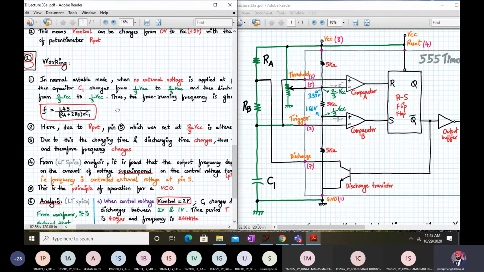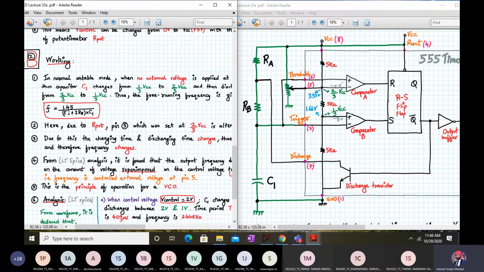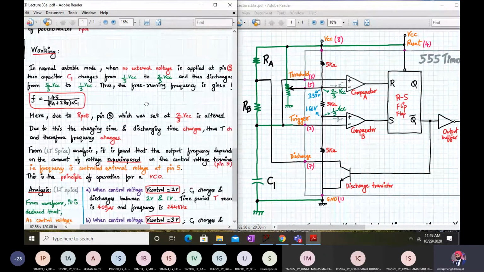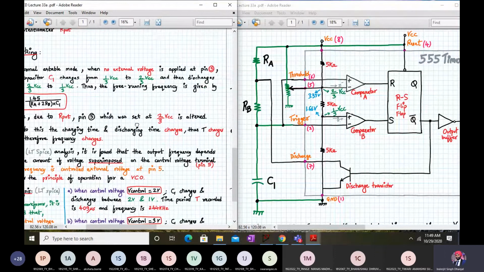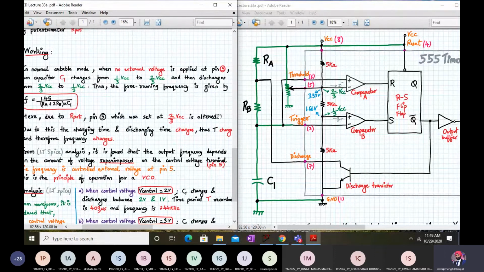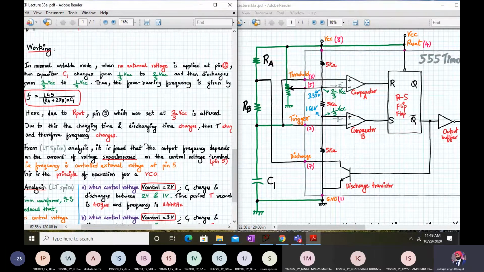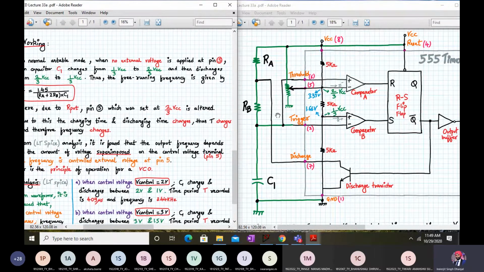And the free running frequency is given by this formula: 1.45 divided by (RA plus twice RB) times C1. This also we have derived. Now, due to R pot, the pin number 5, which was set internally at 2/3 VCC, will be altered. So due to this, what will happen? The charging and the discharging time of the capacitor will change. Now, do you understand this point?